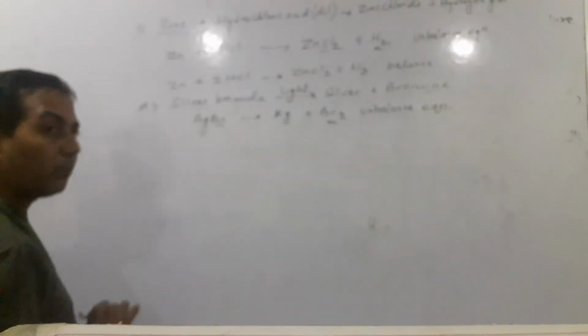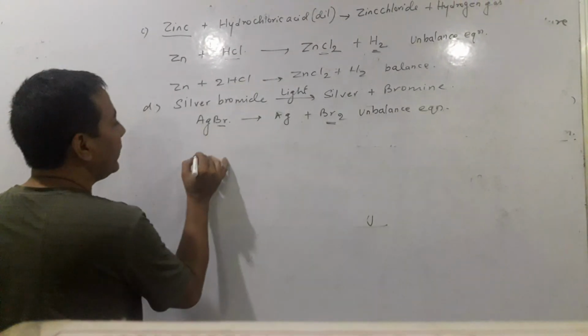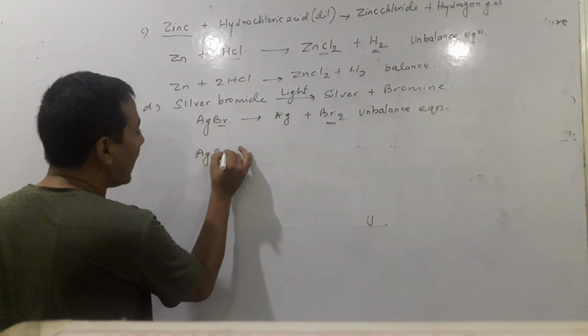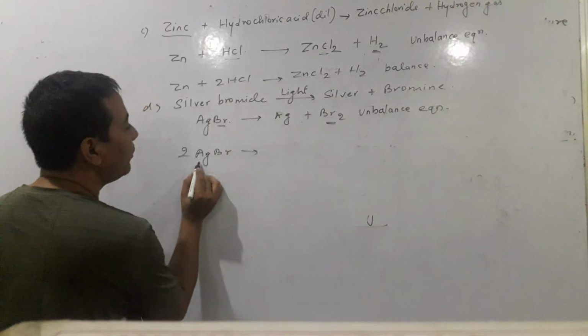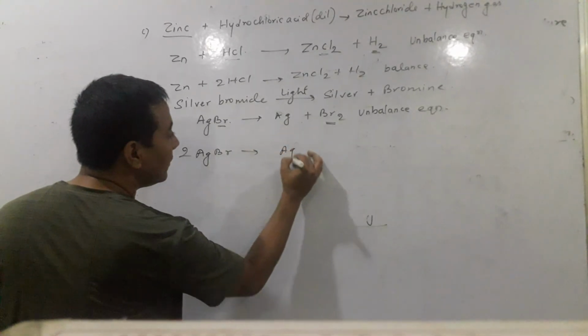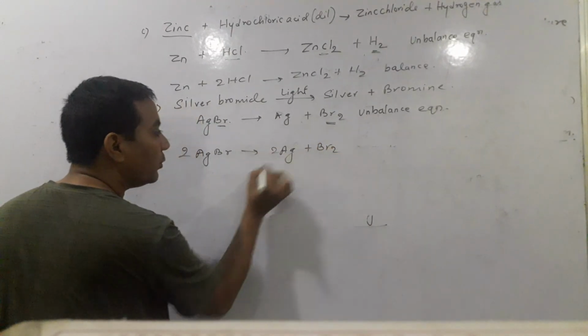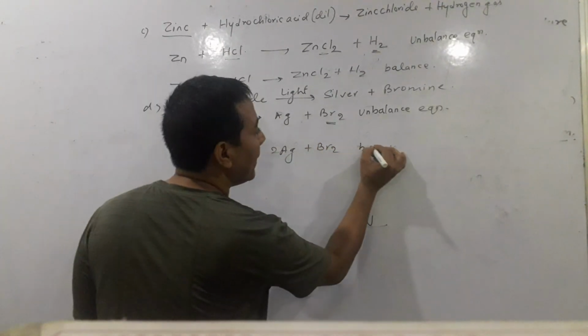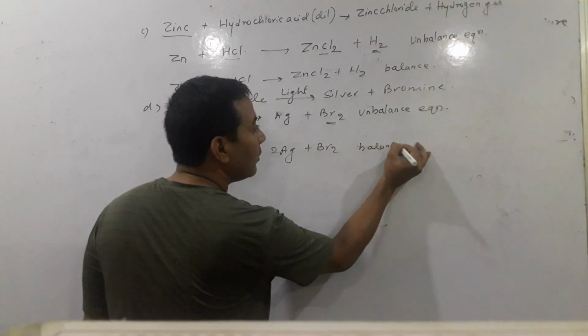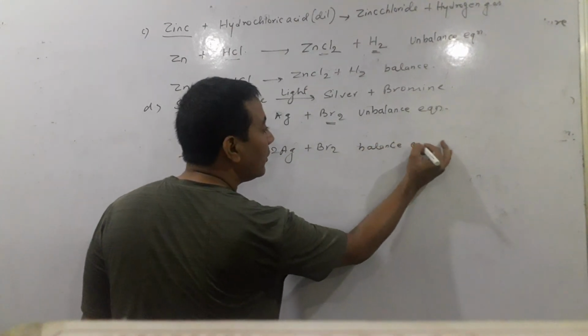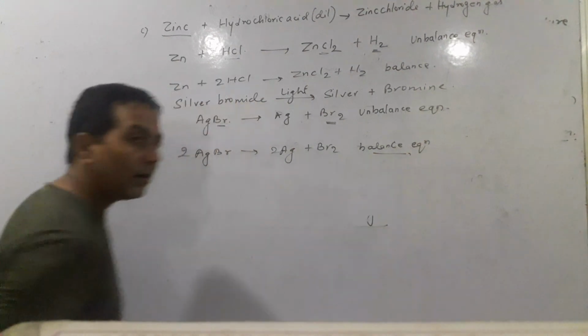Why is it an unbalanced equation? Because the number of bromines differ in product and reactant. So what can we do? We can put here 2 for Br, and then if we put 2 here, silver will not be balanced, therefore we also put 2 here. Now it is balanced. So we will practice more in our other classes.